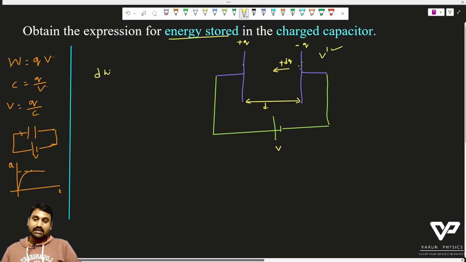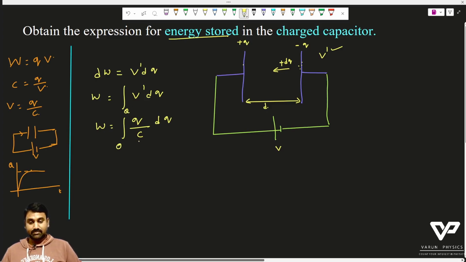Therefore, dW is equal to V prime into dq. Therefore, W is equal to integral of V prime dq, where V prime can be written as the charge at that instant divided by capacitance. Capacitance is a constant; it does not depend on the charge and potential. The charge goes from initially zero to a maximum charge of plus Q.